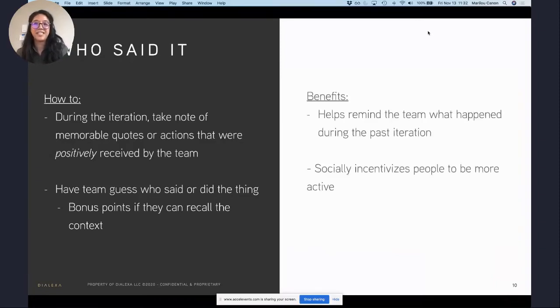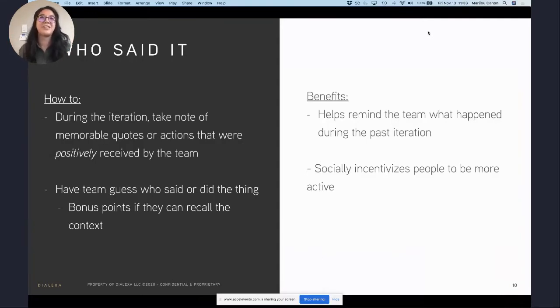The benefit of this is it helps the team remember what exactly happened in the past 2 weeks. A lot of your memory may be impacted by the last 2 days of the iteration, so you completely forget, like goldfish memory, what happened maybe 3 days ago.